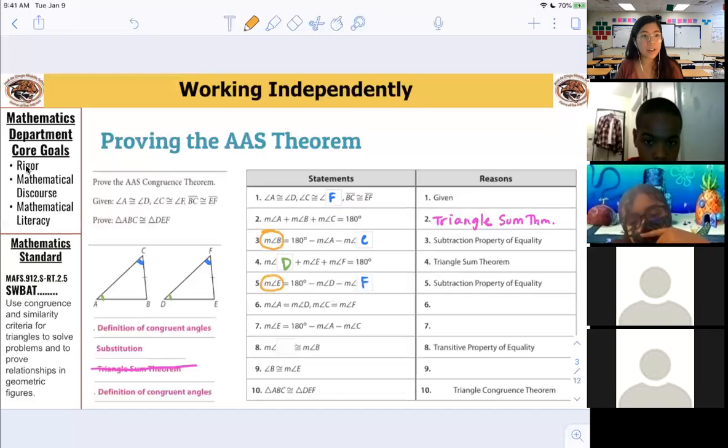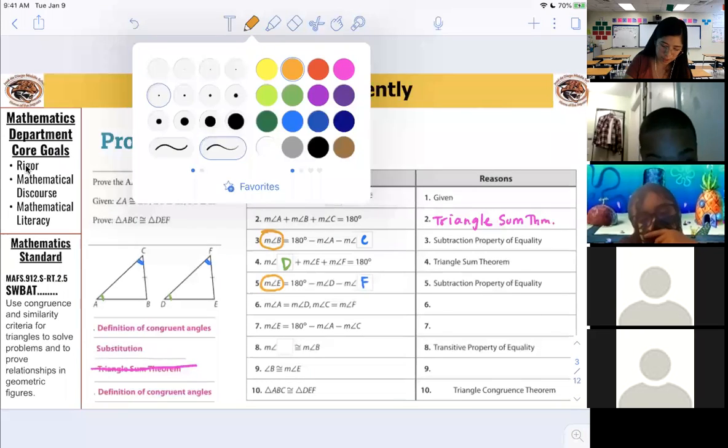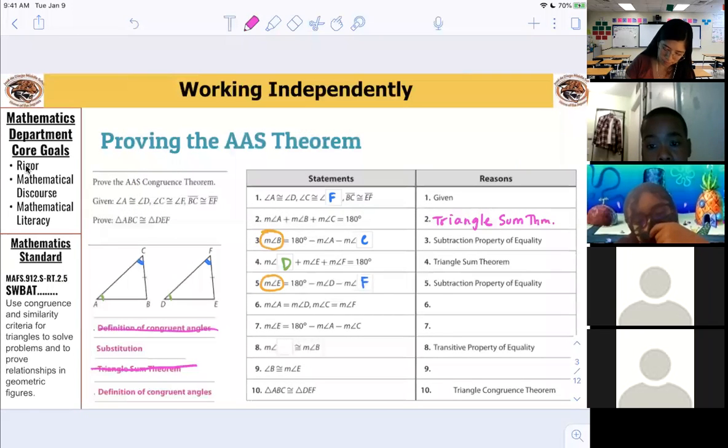All right, who wanted to do 6? Tyrone? The measure of angle A is equal to the measure of angle D, and the measure of angle C is equal to the measure of angle F. Good, and what's that theorem? Is it the definition of congruent angles? Exactly, good. Definition of congruent angles.